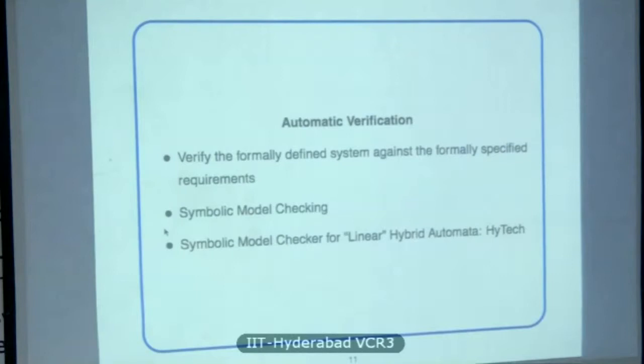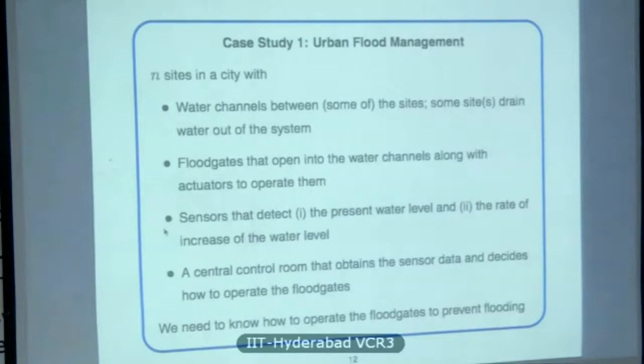Okay, so this is the case study of urban flood management. This is also motivated by another project that we are doing, slightly different, but it shows how you can combine different areas.